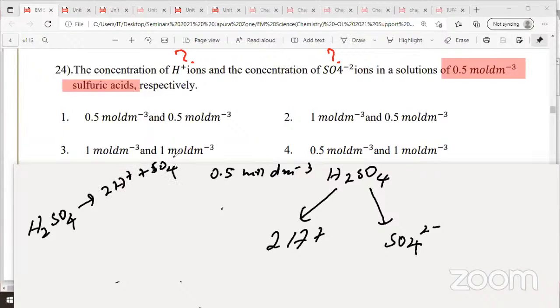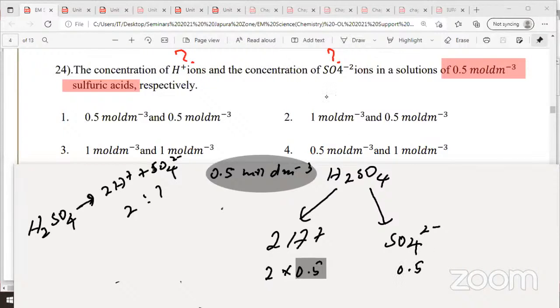This is applicable only for O level, but at A level there will be 2 reactions. So that means the ratio is 2:1. 1 H2SO4 gives 2 times H plus and 1 time sulfate ion. Look at the balanced equation. It's a strong acid, therefore it's completely ionized. Now this is 0.5, so H plus becomes 2 into 0.5, because 2 times are forming. The sulfate will be only 1 time, therefore it's 0.5.